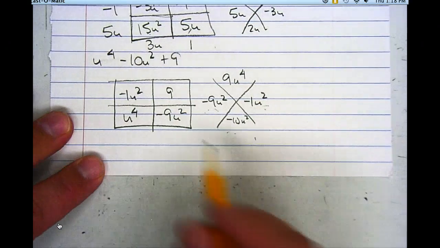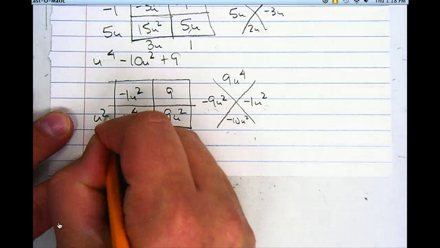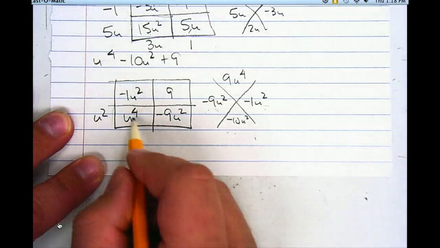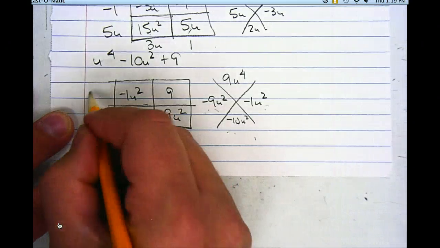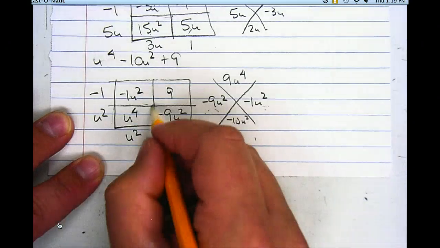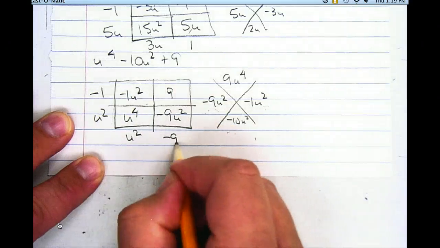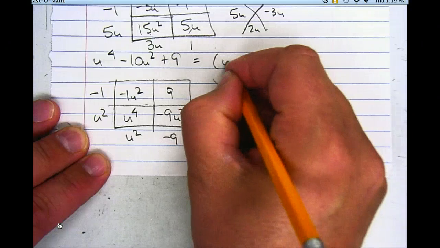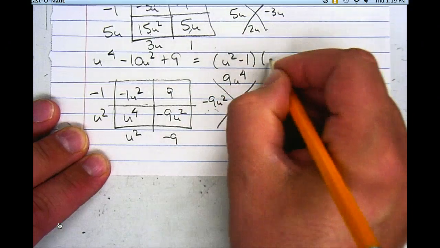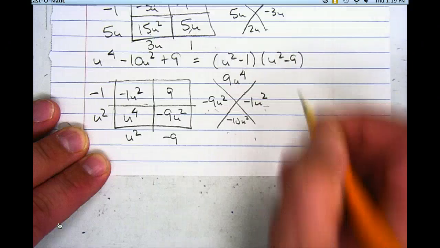Now, if I factor out here, I can take a u squared out there. If this is u squared, then that also has to be u squared. If this is u squared, that's got to be minus 1. If this is u squared, that's got to be minus 9. So I have this now as u squared minus 1 and u squared minus 9.